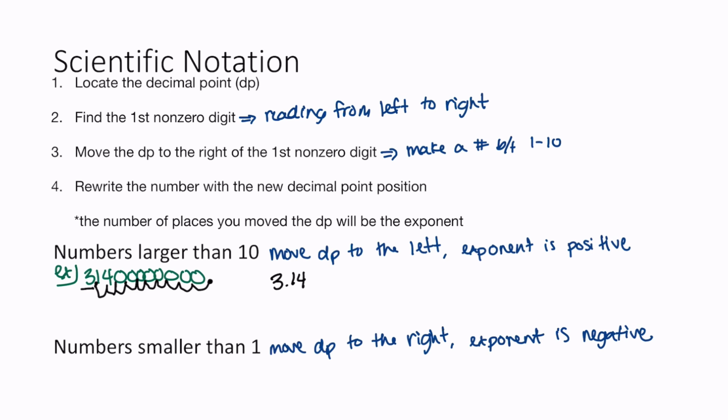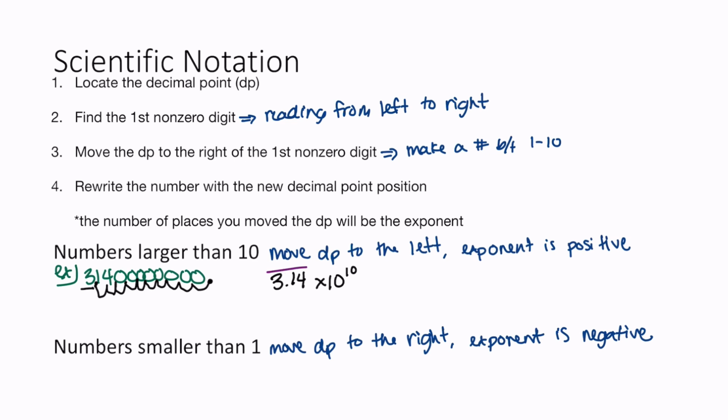And then I'm going to write times 10 to the, I moved my decimal point 10 places. This is a very large number. So I'm going to make it a positive exponent. So I'll write it as 3.14 times 10 to the 10.